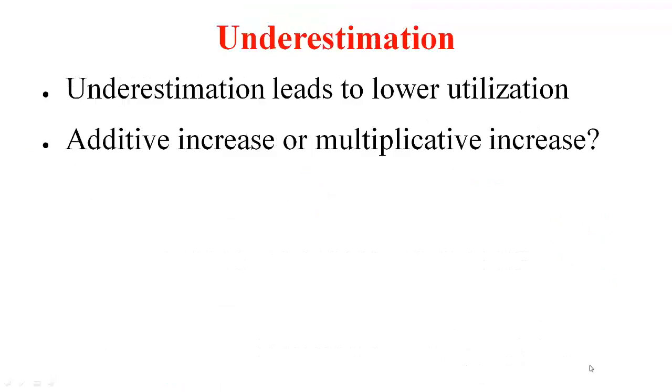So when you do this, you are underestimating, that is going to lead to lower utilization. Let's say you chose 5, that is W is equal to 5, and then the congestion went away, and you can potentially use a W of 15. Unless you correct your estimate, you are not going to reach this 15 value. So you need to increase this estimate. Now the question is, do you do an additive increase? In other words, do you increase this estimate by a constant value, or do you do a multiplicative increase? That is, you multiply it with a constant value.